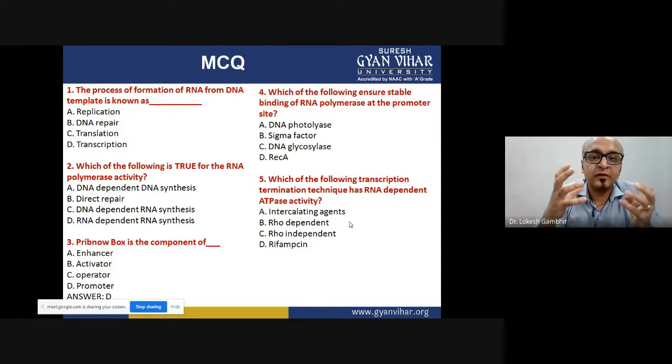Now let us see how MCQs are asked from this topic. The basic questions are like the process of formation of RNA from DNA, which is a very simple process. Then, which of the following is true for RNA polymerase activity: is it DNA-dependent DNA synthesis, is it involved in repair, or what kind of component. Then, what is the Pribnow box, and which of the following transcription termination techniques has RNA-dependent ATPase activity.